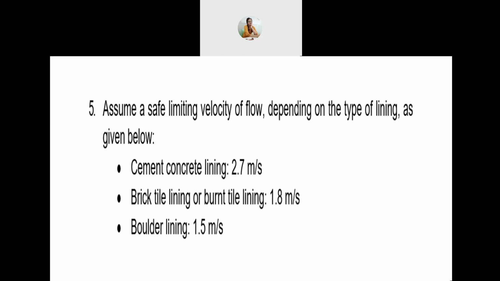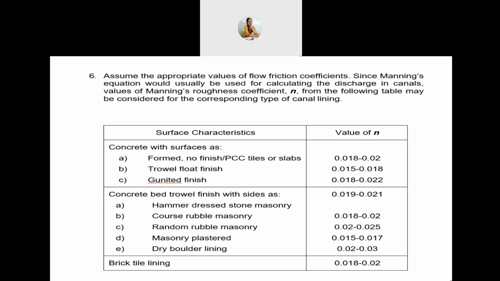Step number 6. Assume the appropriate values of flow friction coefficients. Since Manning's equation would usually be used for calculating the discharge in canals, values of Manning's roughness coefficient N from the following table may be considered for the corresponding type of canal lining. The surface characteristics and the value of Manning's roughness coefficient are given below.